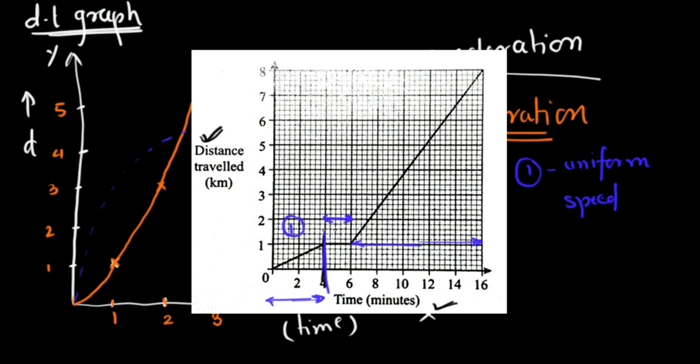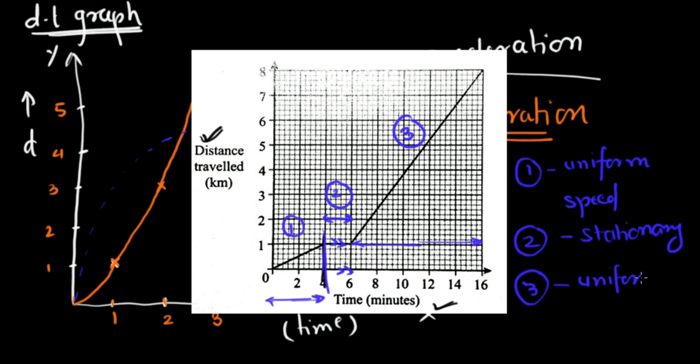That's the first stage of the journey. Second stage is, since it's flat and parallel to the time axis, this would be stationary because, as I told you, for a stationary body, the graph would be parallel to the x-axis. And again, you will realize that the graph moves up. It is a straight line, but it's inclined to the x-axis with some angle. Well, that's uniform speed again.